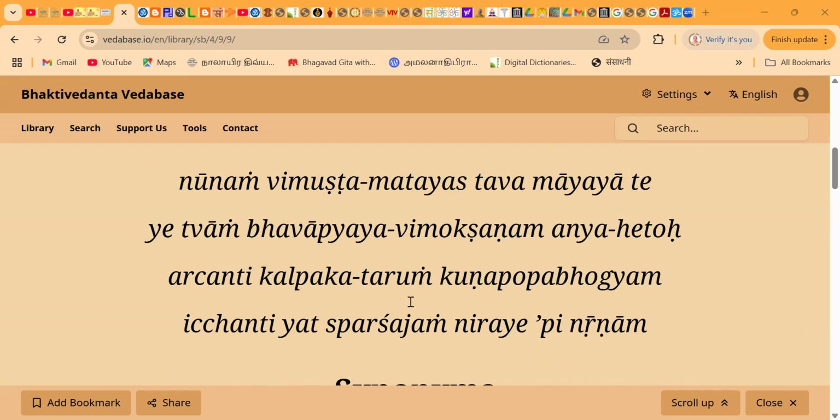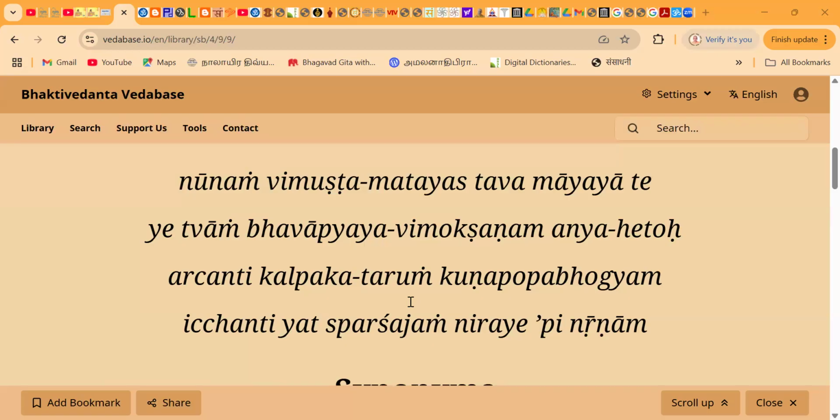Sparshajam means happiness arising from sense gratification. Through the corpse-like body of the human form, desire happiness arising from sense objects, which is niraye api nrinam. Such happiness from sense gratification is available even to people in the lower animals, even in the hellish planets. Niraye, it is available even to the living entities in the lower species.